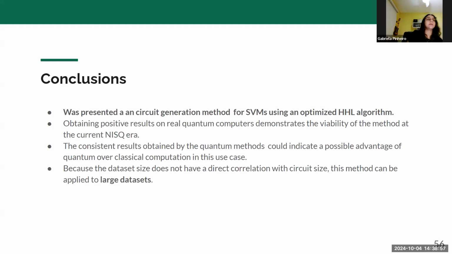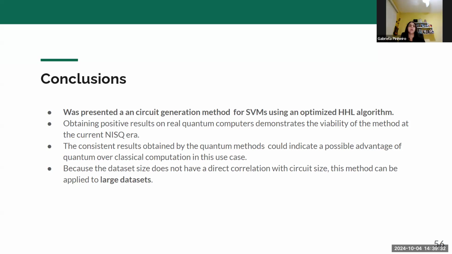So we started by presenting a circuit generation method for SVMs using an optimized digital algorithm, and obtaining results on a real quantum computer demonstrates that it is actually viable to use the method with the currently available devices. We actually managed to get a coherent example. The best quantum accuracy came from an execution on a real quantum device, showing that it is possible to use with what is currently available.